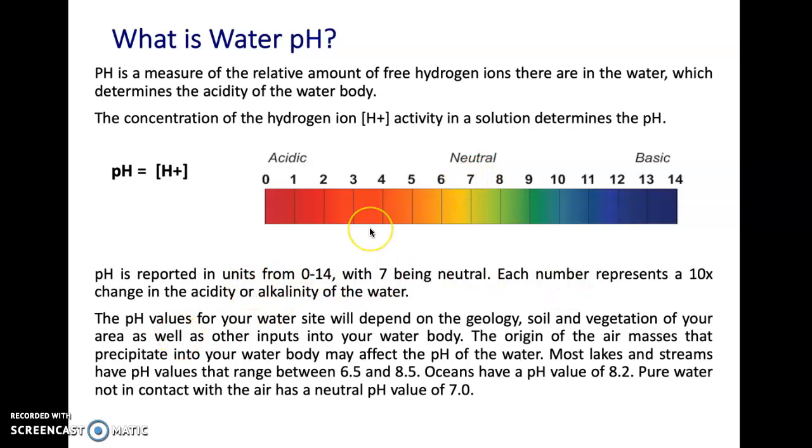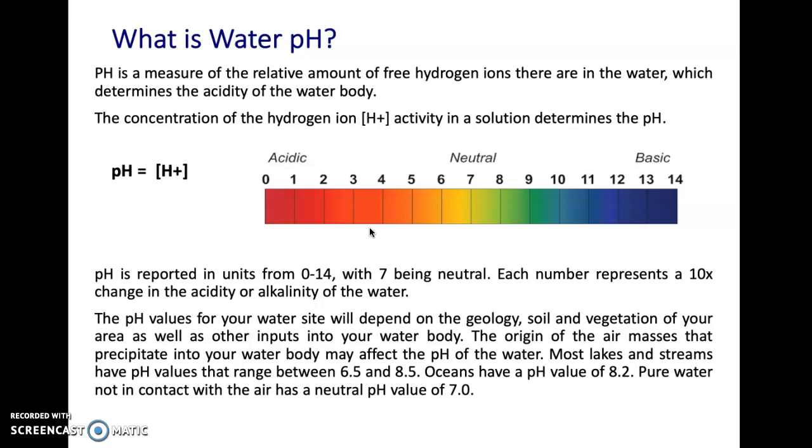And it's on a logarithmic scale, so every single time you go up one number, it's actually a tenfold increase. So a 1 is 10 times stronger than a 2, which is 10 times stronger than a 3, right? So a 1 is 100 times stronger as an acid than a 3.